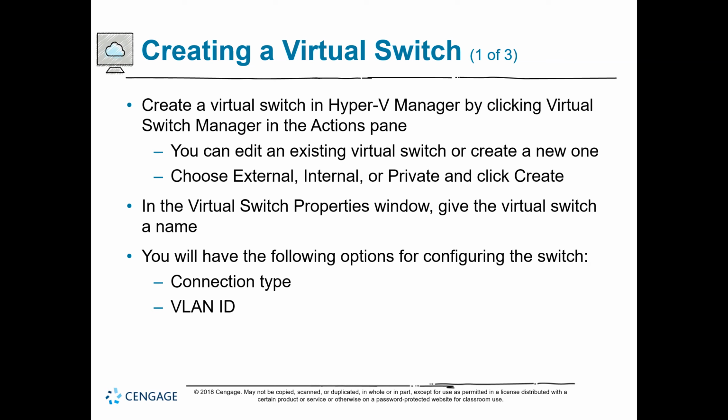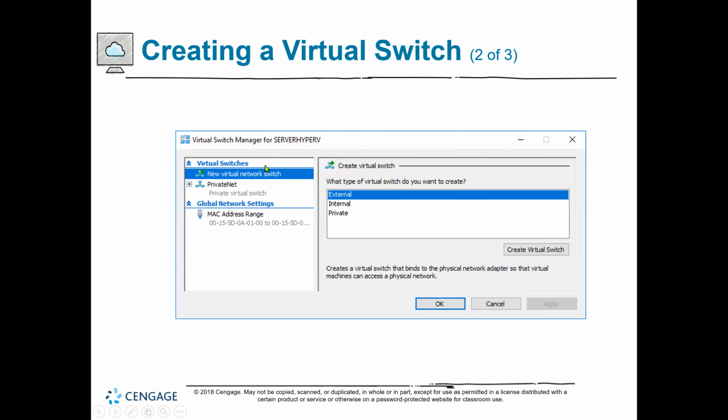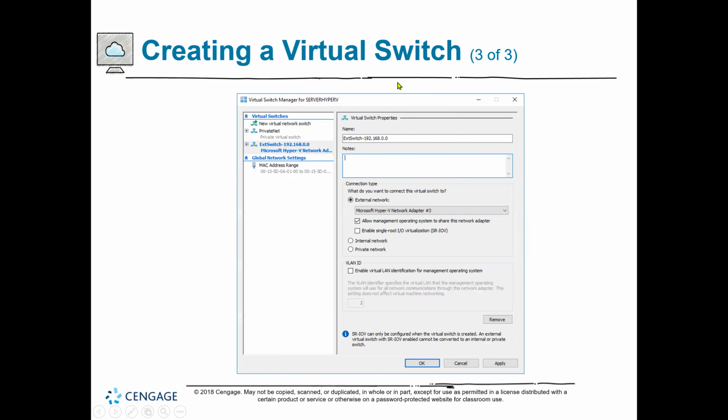You have the following options for configuring the switch. You have connection type and then VLAN ID. And so this is what it looks like, the Virtual Switch Manager. And you can see your external, internal, and private. And then this is basically your properties window when you create that. And the notes pane, if you're not going to use any specific names, you at least need to put notes in.